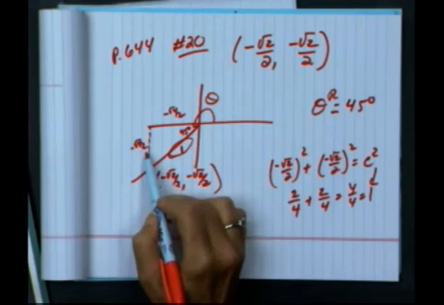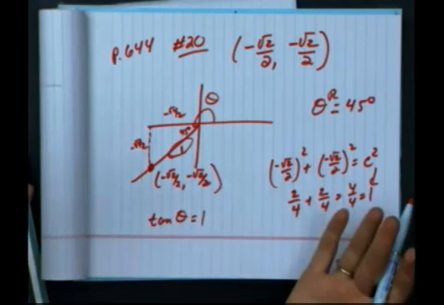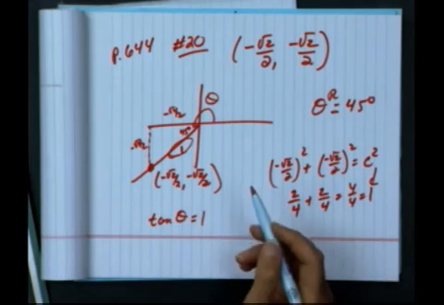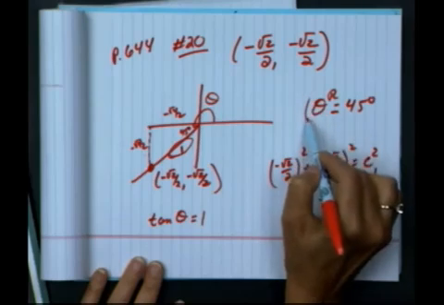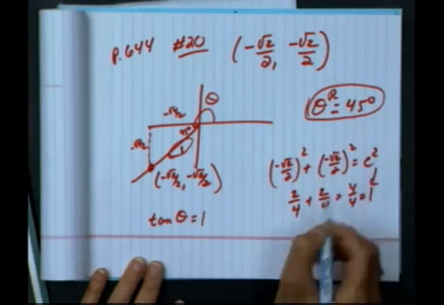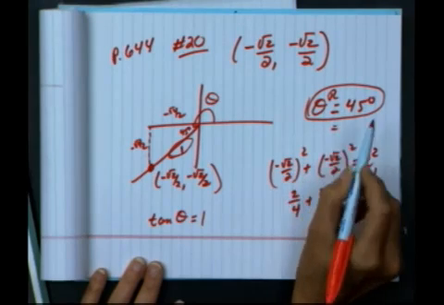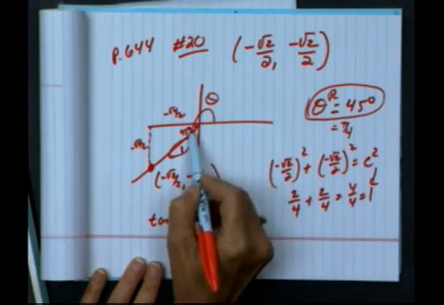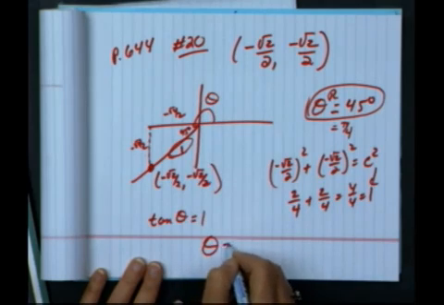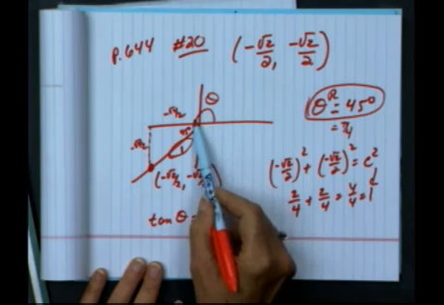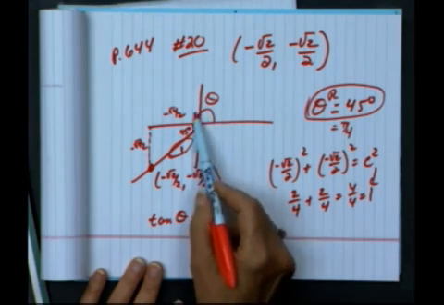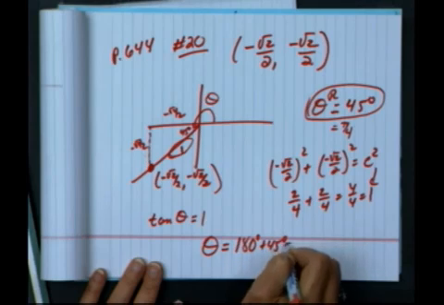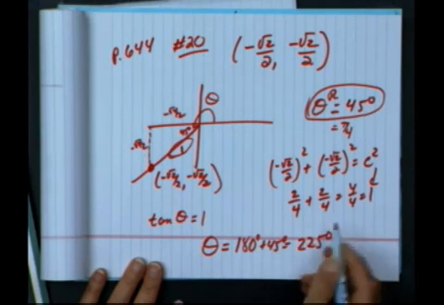Opposite over adjacent. But the tangent of a 45-degree reference angle is always going to be positive 1. You just told me the measure of the reference angle is 45 degrees. What would that be in radian measure? Pi over 4. Okay, what is going to be the measure of this angle theta in degrees? 180 plus 45, and that is 225 degrees.